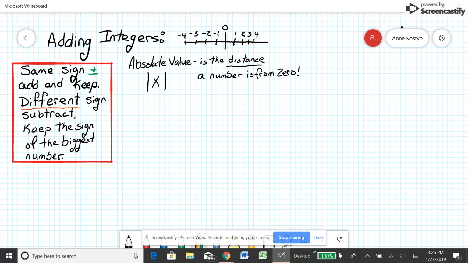Integers are a special set of numbers that include both negative and positive numbers within that set. As you can see to the right of my adding integers, we have a number line. We can see we have 0 in the middle, and to the right we have 1, 2, 3, and 4. And to the left we have -1, -2, -3, and -4.